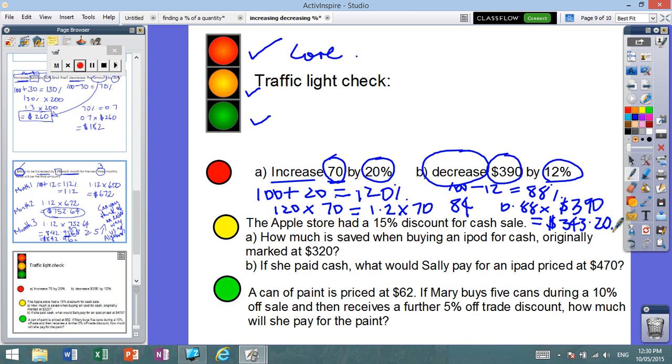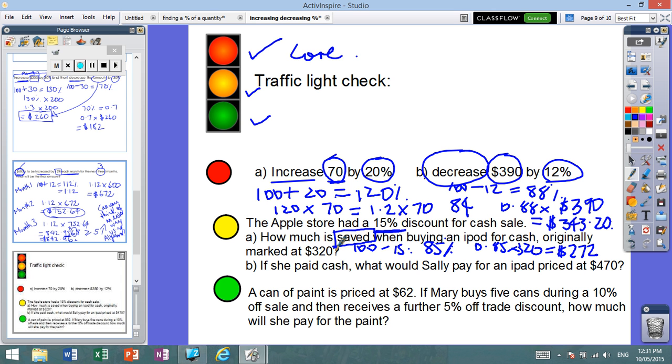So we then have the Apple Store is having a bit of a discount. If you pay by cash, they will discount by 15%. Now discount means to decrease. So we've got 100 minus 15 equals 85. So we're looking for 85% of the total amount. So 0.85 times 320 for our iPad means that if we paid cash, we would pay $272.